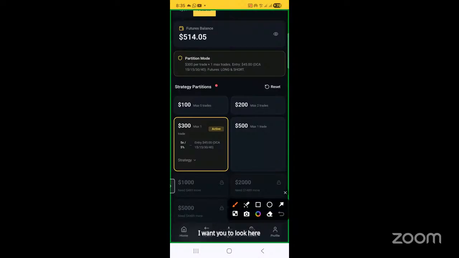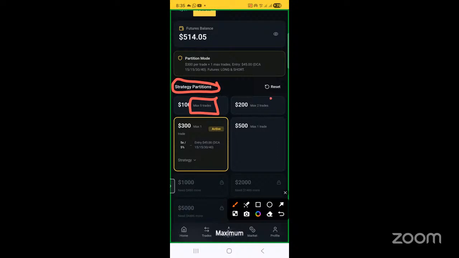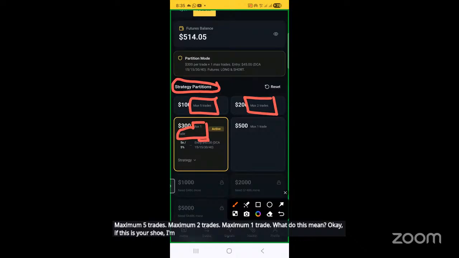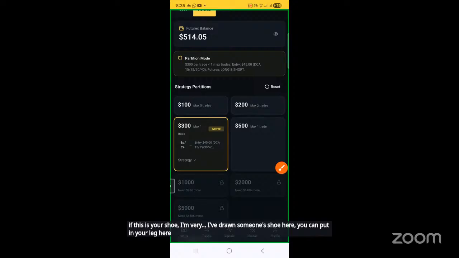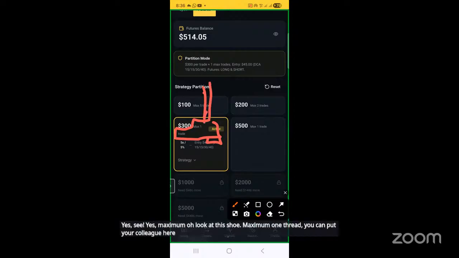I want you to go on this section of strategy partitions. Here you can see maximum 5 trades, maximum 2 trades, maximum 1 trade. What does this mean? If this is your shoe, I've drawn someone's shoe here. You can put your leg here. Maximum 1 trade, you can put your leg here. Some people have smaller legs.